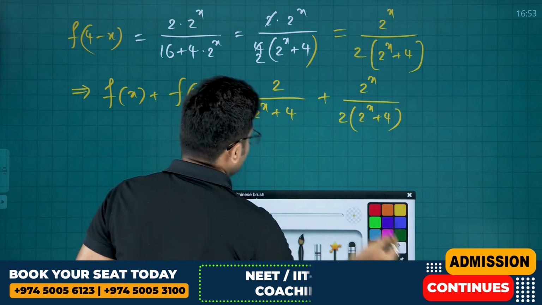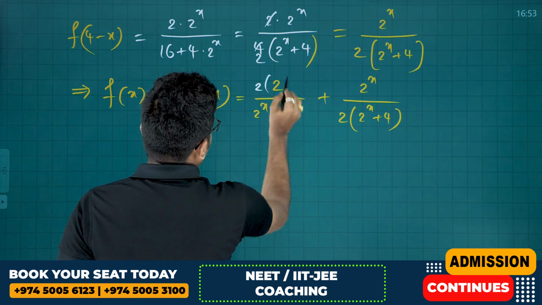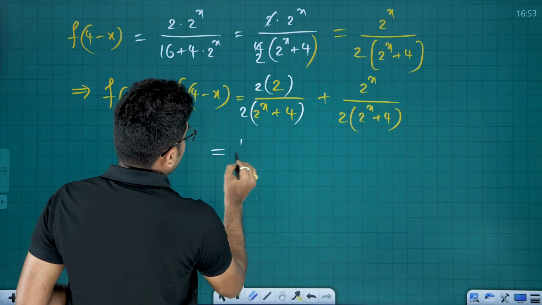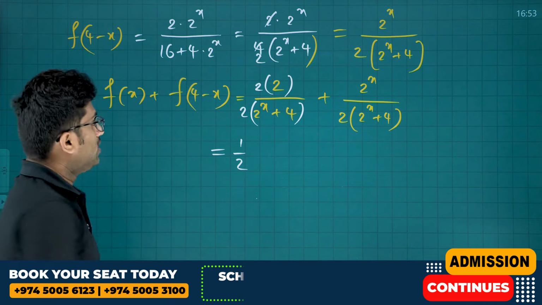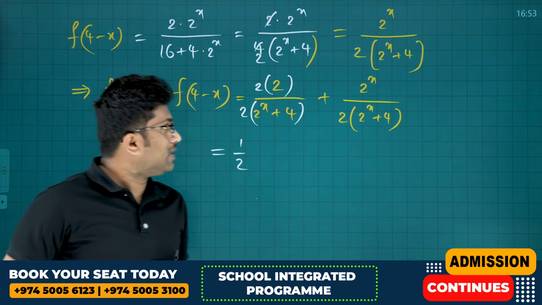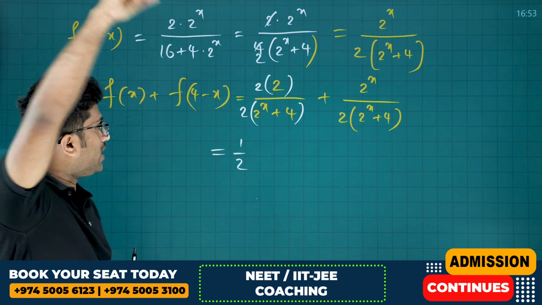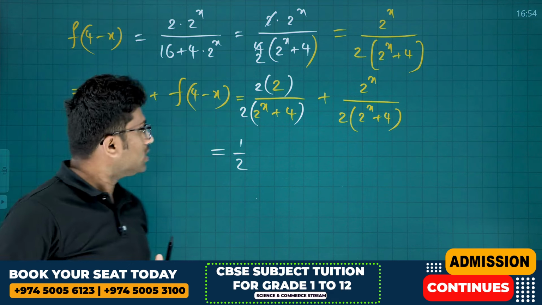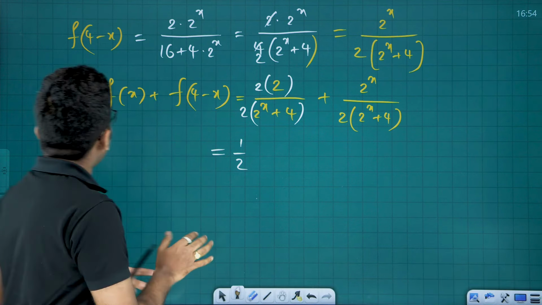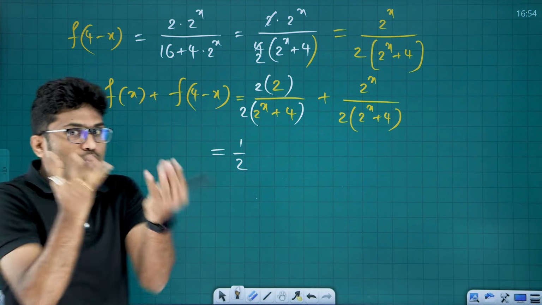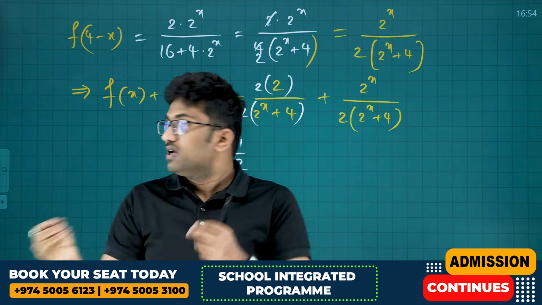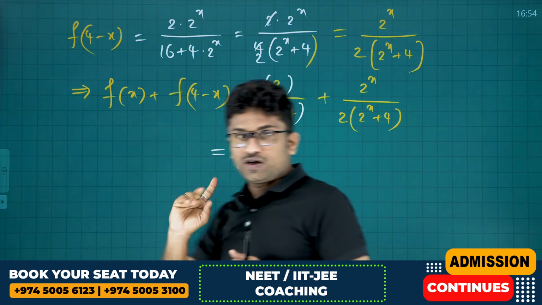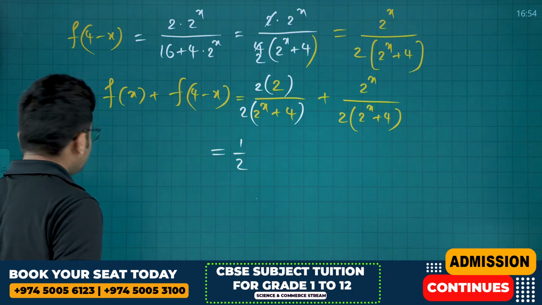Here also for the LCM we multiply by 2. So then what we get? This is clearly equal to 1 by 2. See, 2 into 2 power x plus 4 will be the LCM, 2 plus 2 power x is the numerator, and the only leftover is 1 by 2. So whenever you add two elements such that the input value sum is 4, then the result is 1 by 2, friends. Okay, now we'll come back to this.